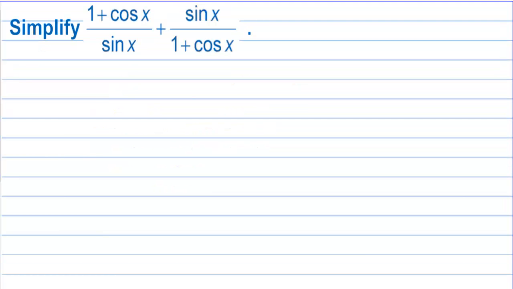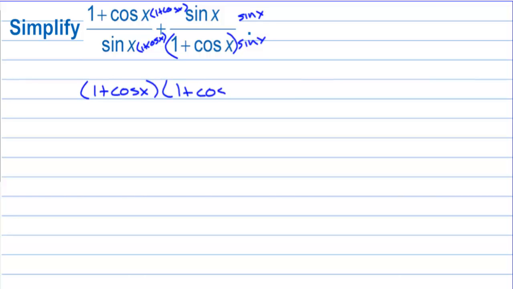Simplify 1 plus cosine x over sine x plus sine of x over 1 plus cosine x. We can use a common denominator here to combine the two fractions. Let's multiply this one by 1 plus cosine x over 1 plus cosine x, and we'll multiply the other one by sine of x. And now the denominators are exactly the same. Let's look at the numerators. We have 1 plus cosine of x times 1 plus cosine of x, and then plus sine squared x, because sine times sine will give us sine squared.